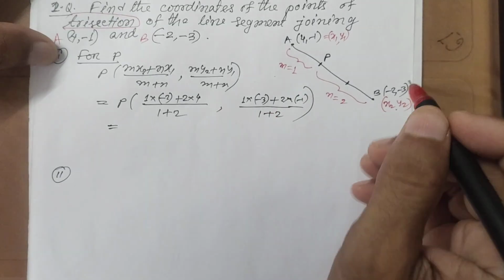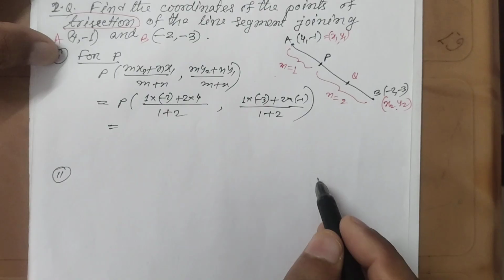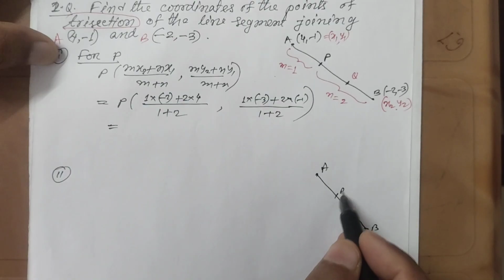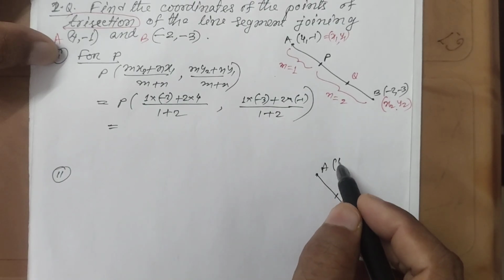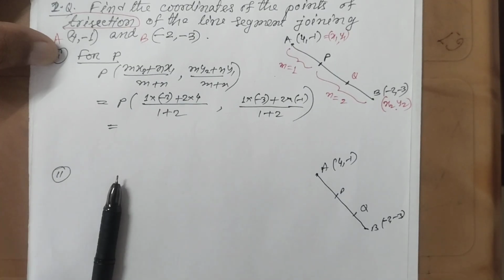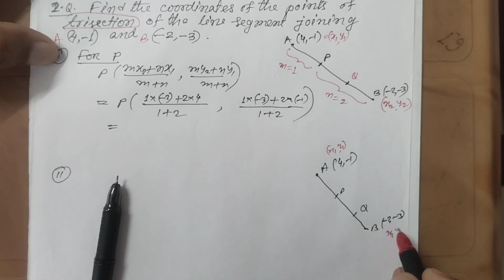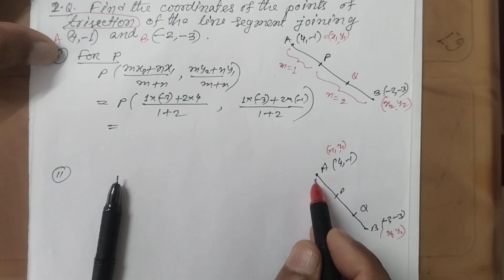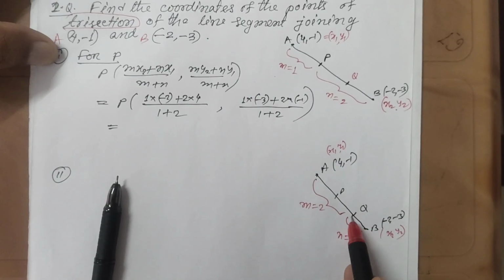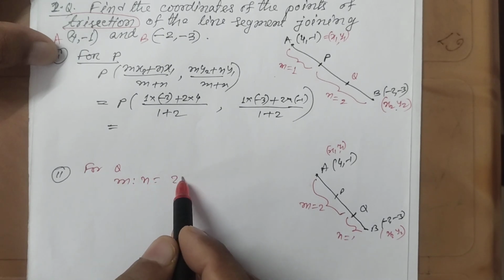For the second part, we'll mark this point as Q, and I'll draw the same diagram again. A, B, one point P, another point Q. A is 4, -1, and B is -2, -3, and you mark this x1 y1 and this x2 y2. If you take Q, what will be the ratio? The ratio will now be 2:1. This is the point taken here.